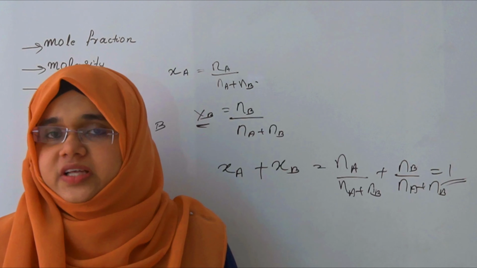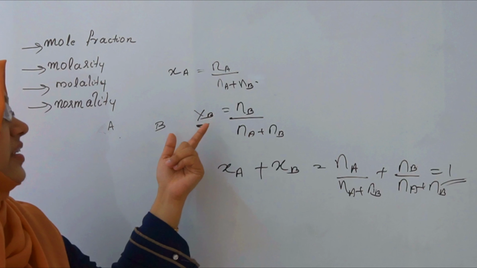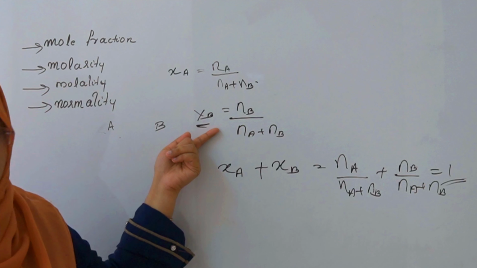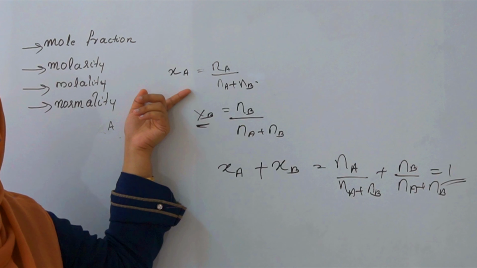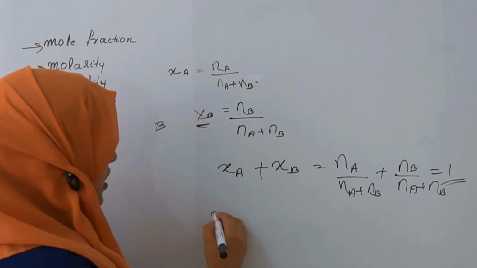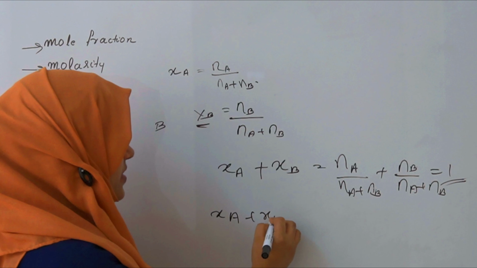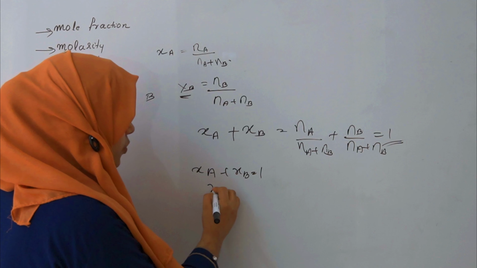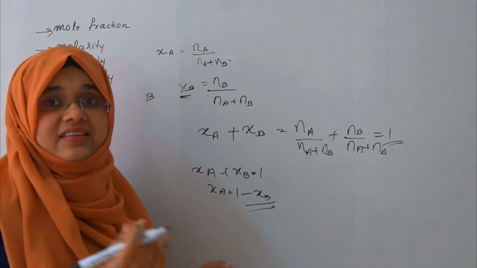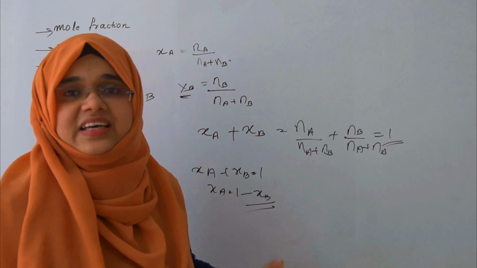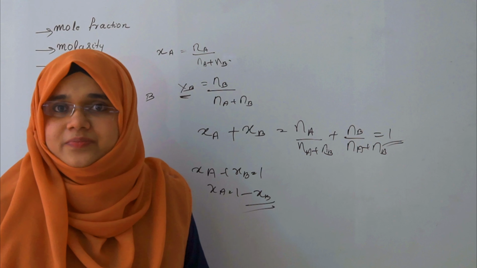Okay, it's important. So if we are given the mole fraction of the solvent and we have to find the mole fraction of the solute, what should we do? We know XA plus XB is equal to 1. So XA is equal to 1 minus XB. Just subtract the value of the other components from 1.